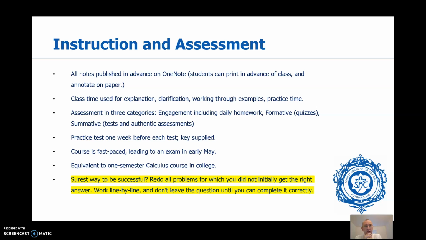The course is a very fast-paced course. It leads to an exam in early May. It's equivalent to 1 semester of calculus in college. The surest way to be successful, for me, has always been that students redo all the problems they do not initially get right. You try to do a problem at home, you try to do a problem in class, you can't get the answer. You ask your teacher, you watch the teacher do it, you listen to the teacher do it, and then you go back home and you do it line by line, and don't leave it until you can complete it. It's a little bit tedious, it's time consuming, but it is the best way to be successful.